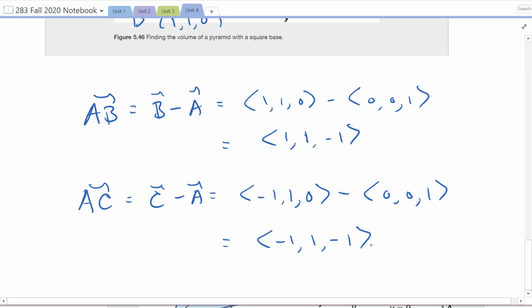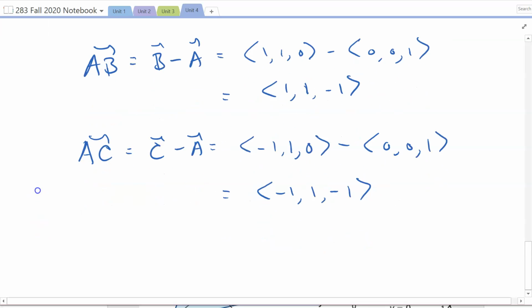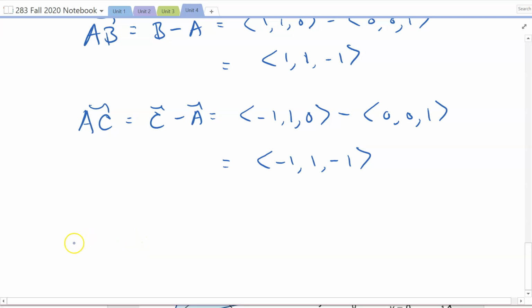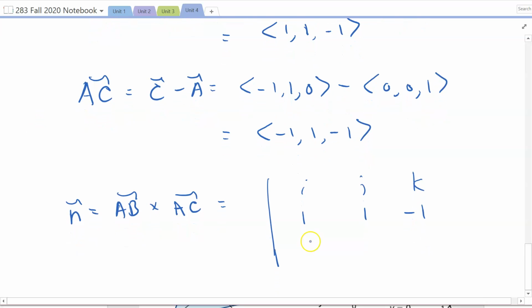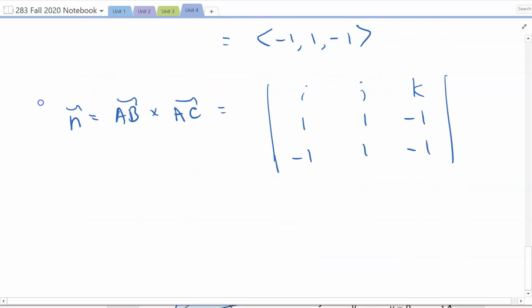Now we need to do the cross product of those two vectors that we just found. That's what we're going to define our normal vector to be: the vector connecting A to B crossed with the vector connecting A to C. Recall how to compute those cross products. A good way to remember is with the 3x3 determinant, where we put ijk across the top row, 1, 1, negative 1, the components of the first vector, in the second row, and negative 1, 1, negative 1 as the components across the third row.